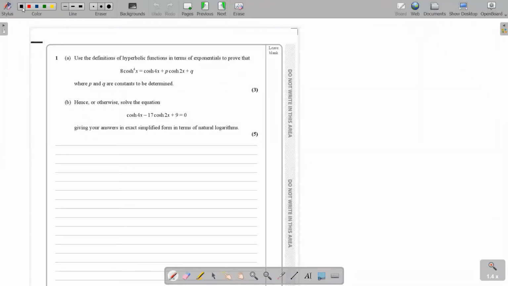So let's use the definition of cosh x. What's the hyperbolic definition of cosh x? e to the power x plus e to the power minus x, divided by 2, right? So we are supposed to get the expansion of 8 cosh to the power 4 x. Basically, it's 8 times cosh x to the power 4, where cosh x is e^x plus e^(-x) over 2, so this whole thing to the power 4. Are you with me? Okay, let's get it done.